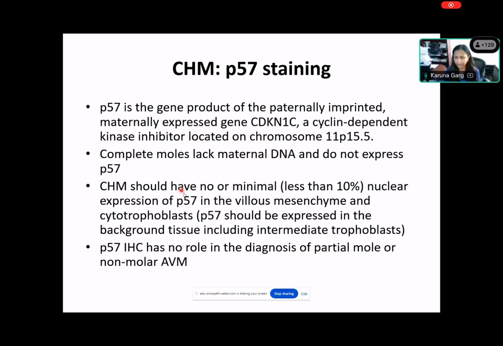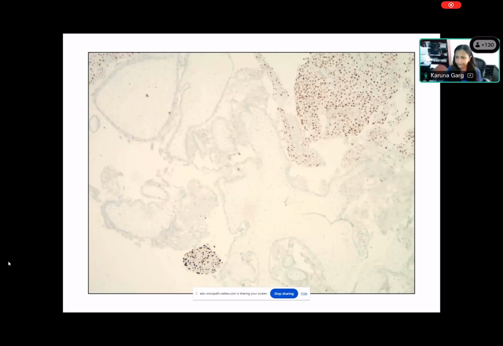So a complete mole should have no or very little P57 staining in the villus mesenchyme and the cytotrophoblasts. And also remember that P57 is not going to help you if you're dealing with a partial mole or a non-molar abnormal villus morphology. So the only role P57 has is in the diagnosis of a complete mole, because that's the only one that does not have any maternal DNA. So here's an example of a complete mole in which there's no staining for P57. Again, remember you're looking for P57 staining in these stromal cells in the villi as well as the cytotrophoblasts.